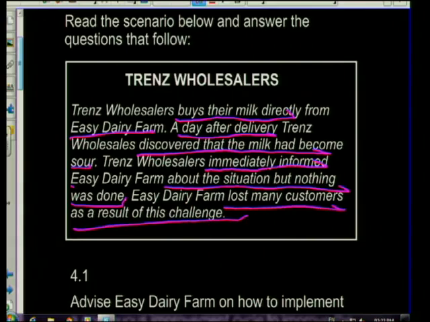So from this case study, we can see that if the supplier lets down the buyer, it will affect the buyer in a very big way. Customers will lose satisfaction, obviously, in what you're producing, and you will lose money. So the relationship between the buyer and the supplier becomes very important in the big picture of a company becoming or sustaining its profitability. What happened in this case study, they complained that the milk was sour, but nothing was done, and the company lost customers due to dissatisfaction.